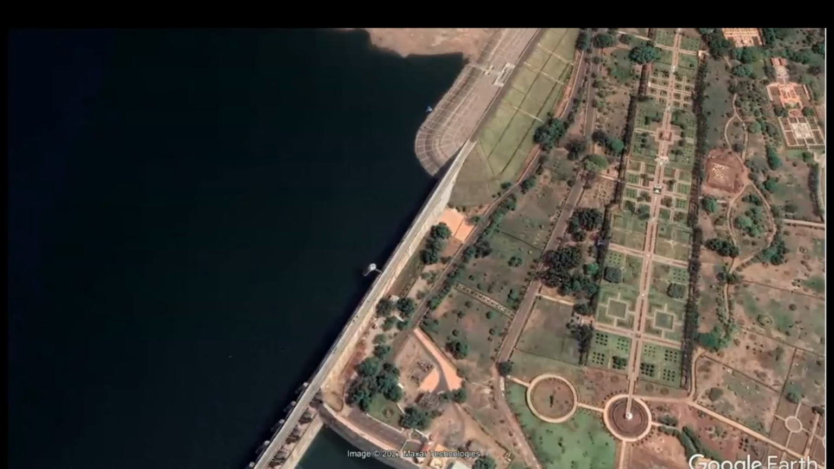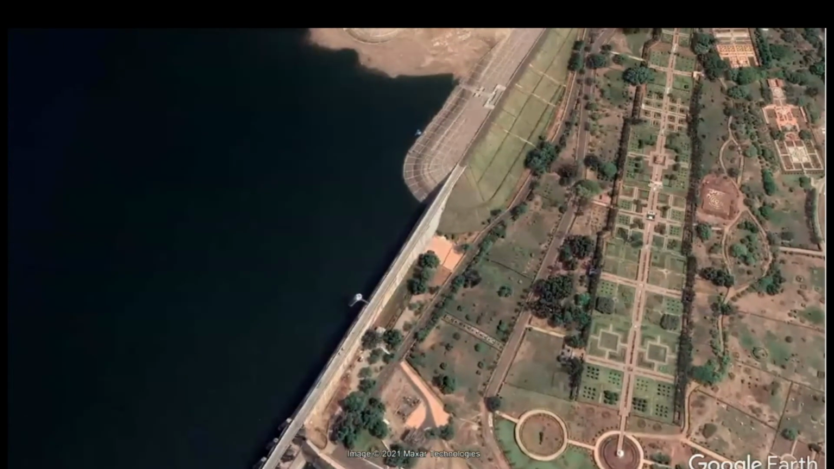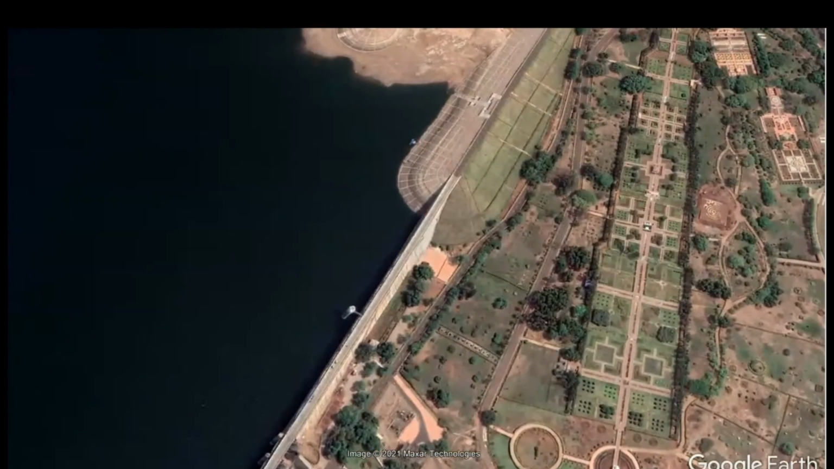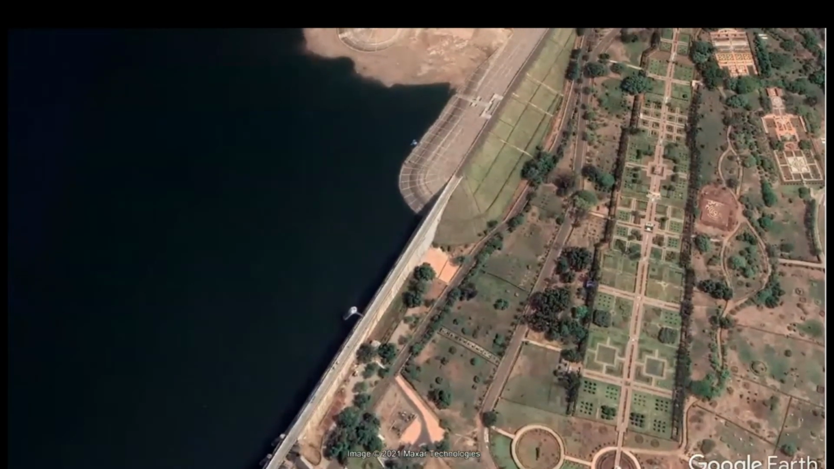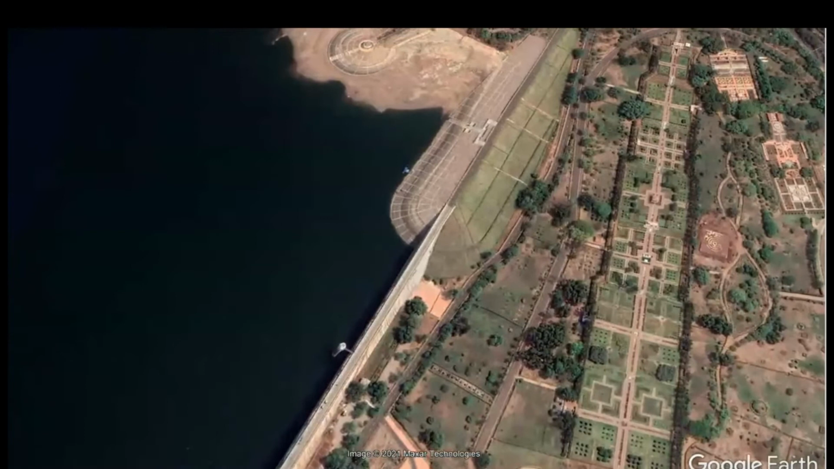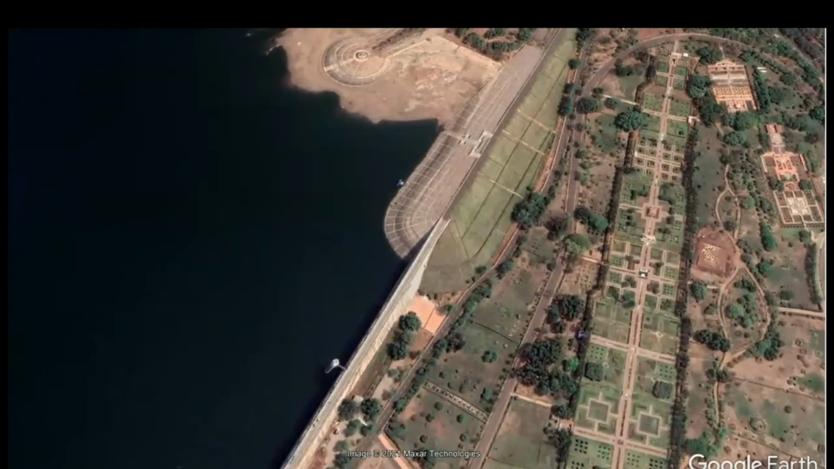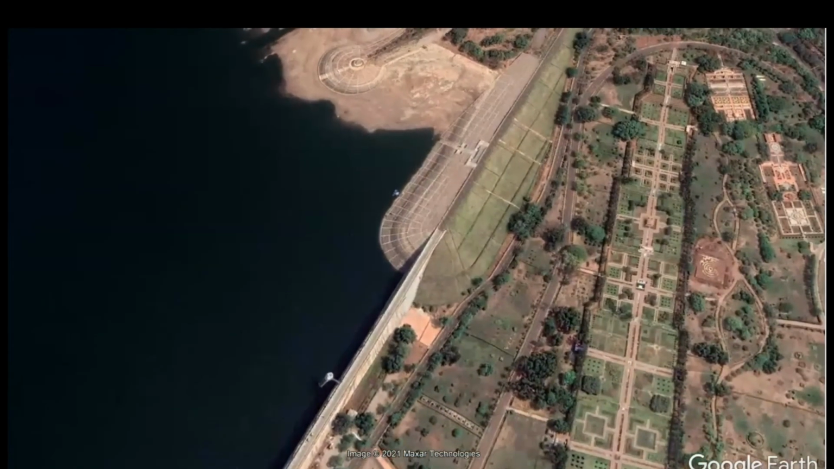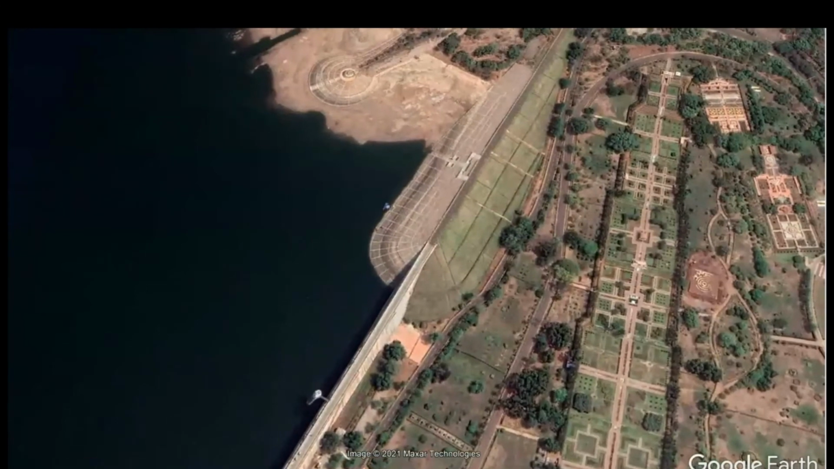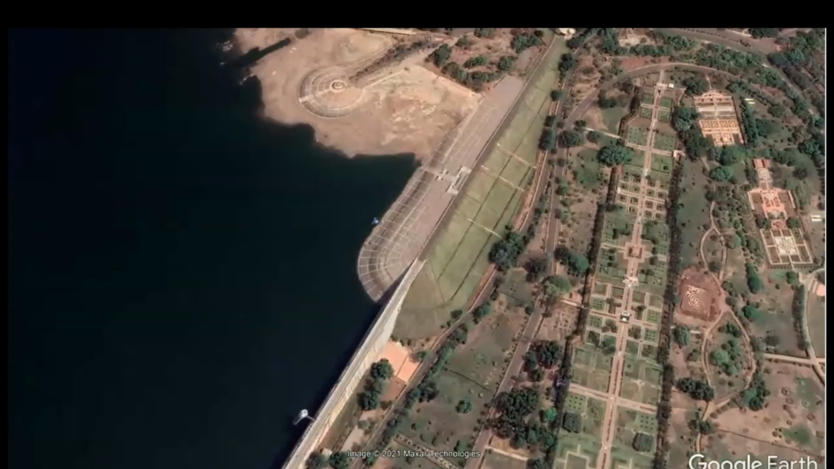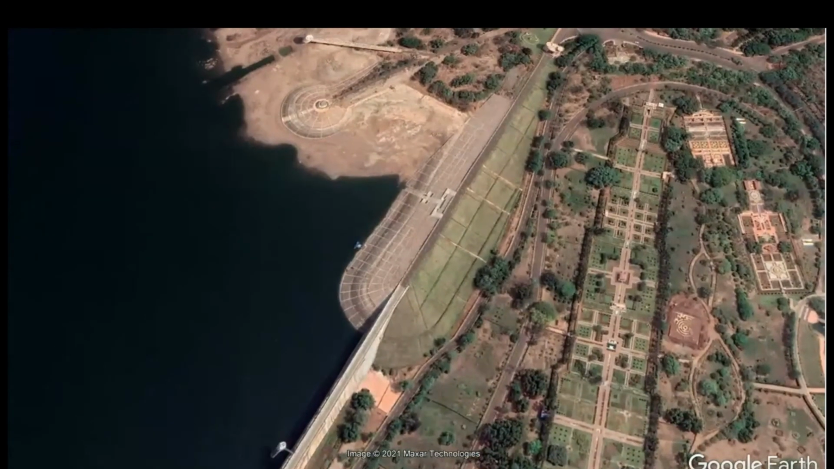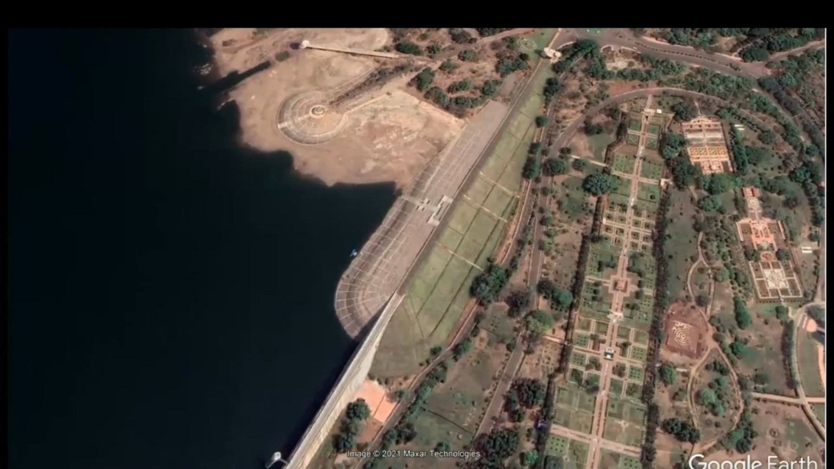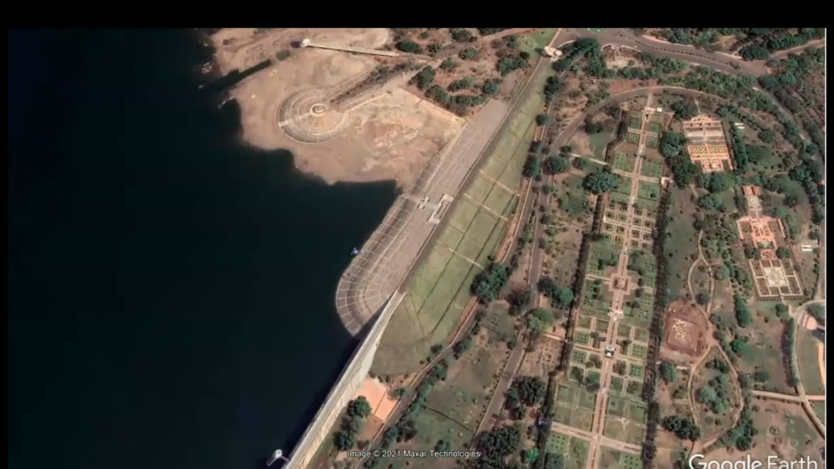So why are these spillways situated? When we estimate the demand, based on the demand, we construct our dam. We have to store the water so that we can satisfy the demand from our users. If the water level rises above the demand level, then we must let the water flow towards the downstream side.